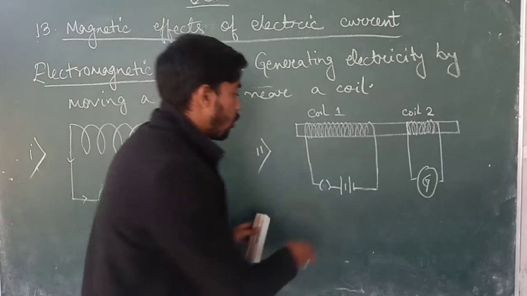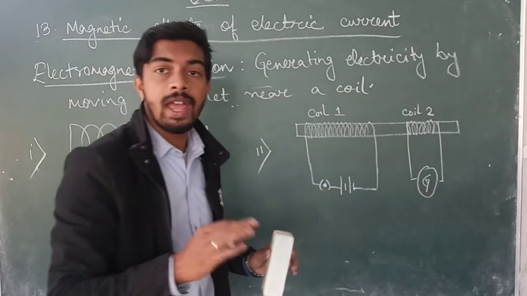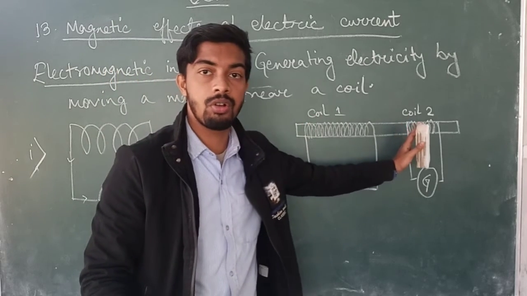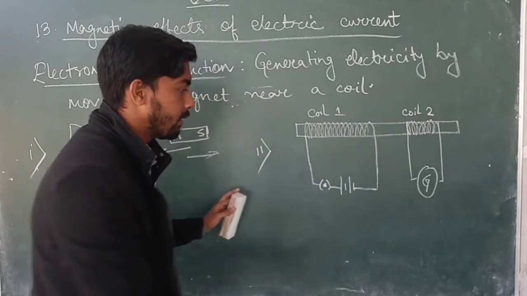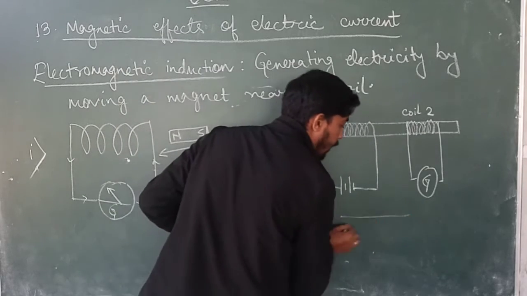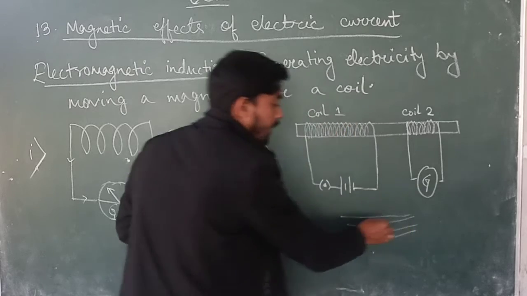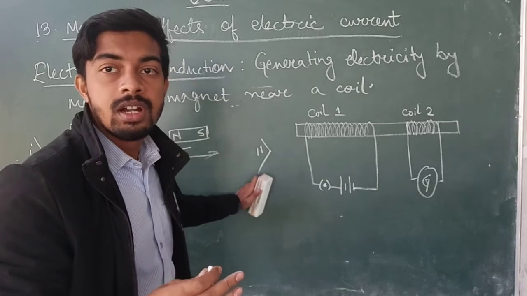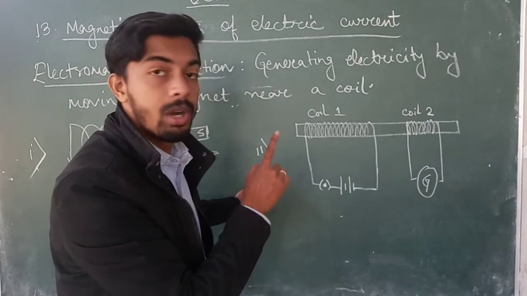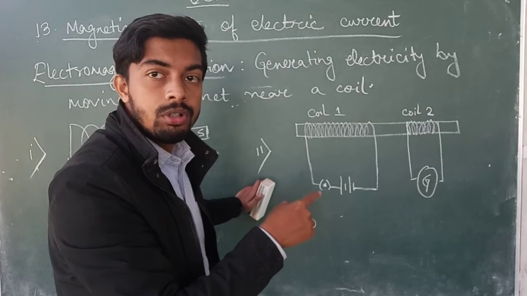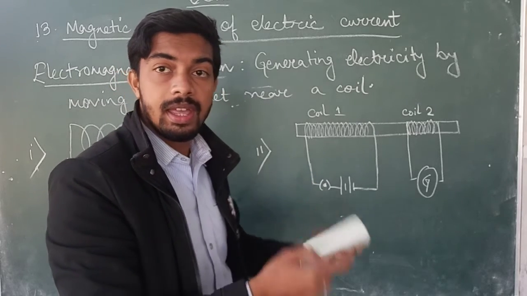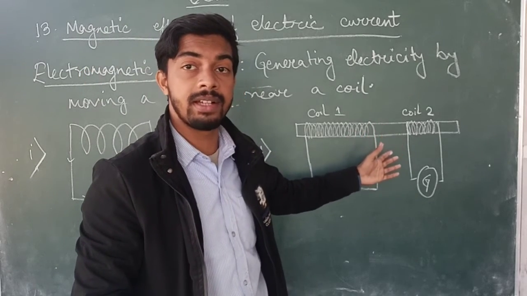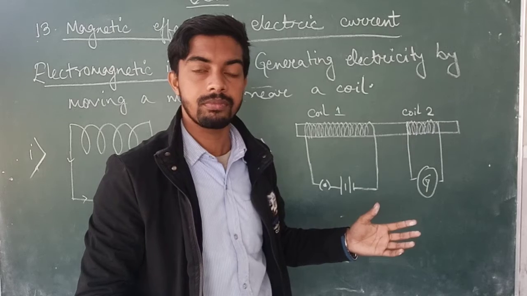So if this coil 1 is turned on and off continuously, what will happen? Magnetic field will go to the coil number 2 and again reduce. So when the coil 1 is turned on, magnetic field will move towards the coil 2, and when it is turned off, magnetic fields will also stop. So with this continuous turning on and off of coil number 1, it will act as a moving magnet, or will change the magnetic field lines in coil number 2.